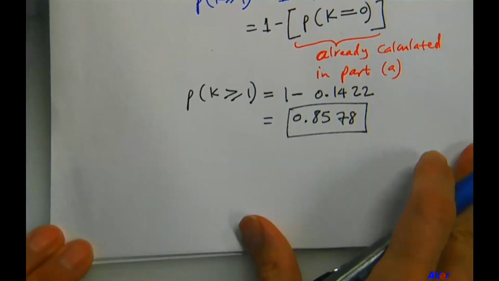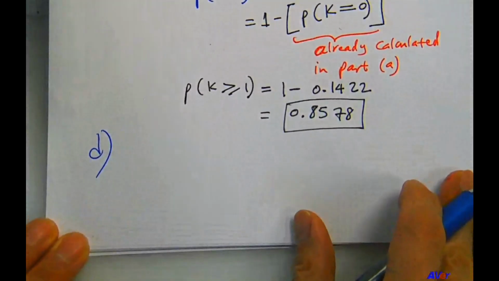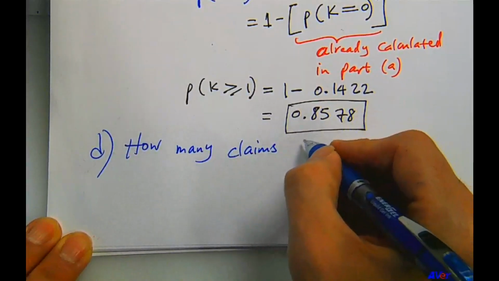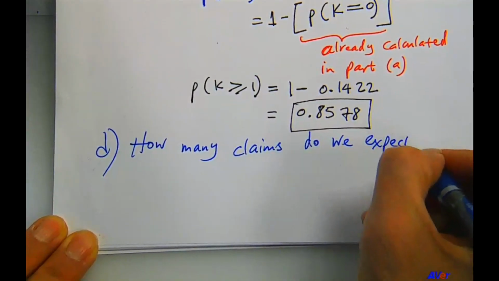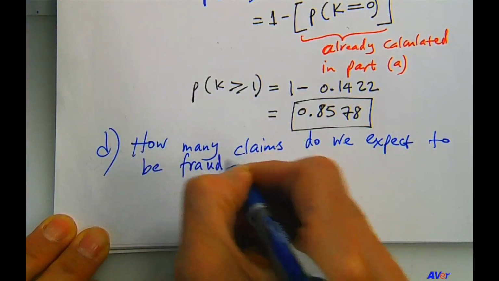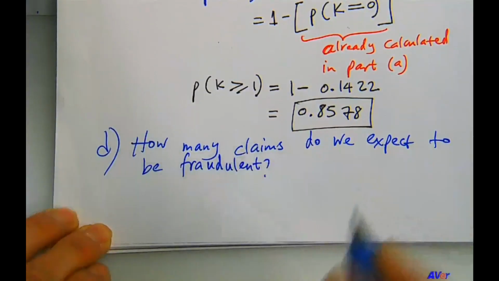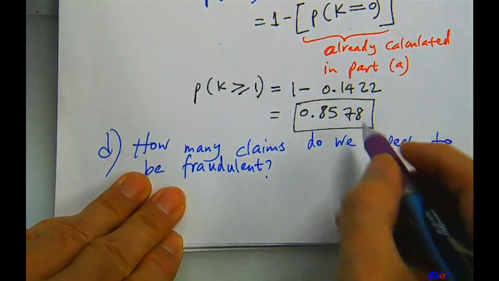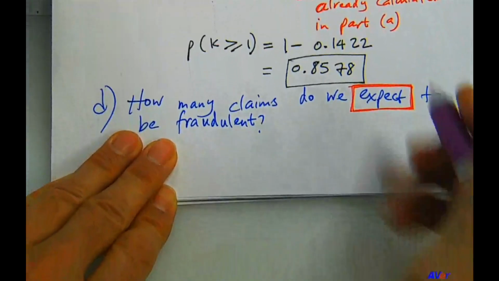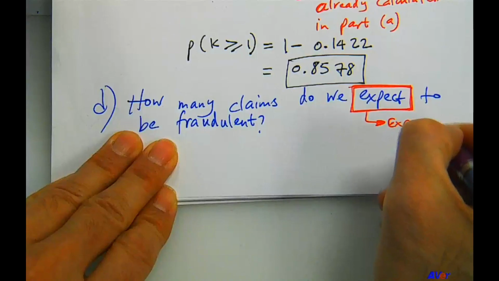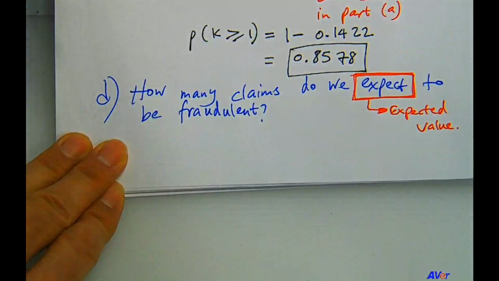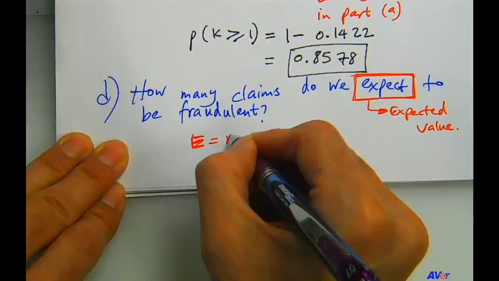So for part D, this is the last part. It says how many claims do we expect to be fraudulent, right? Remember what this phrase means in this course? That means the expected value, right? It's the same thing as the expected value. And for the binomial probability model, it's equal to this formula. E is equal to n times p.